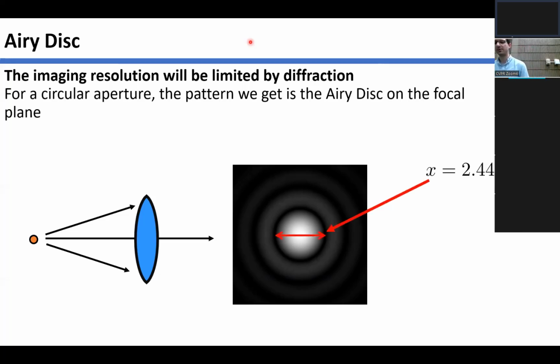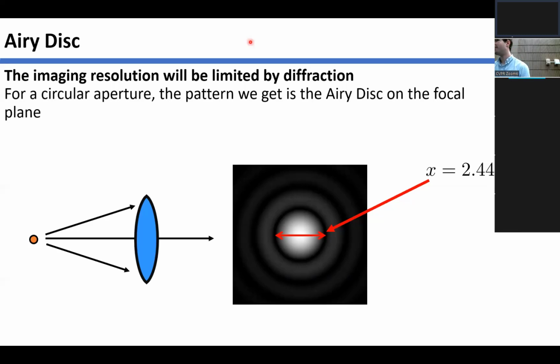And this also gives us an idea of the limit imposed by the fact that light propagates as a wave. This will be the diffraction limit. The diffraction limit is effectively just going to be the width of that main lobe. So it's going to be related, as you can see, to the wavelength as well as the focal length and the aperture size.